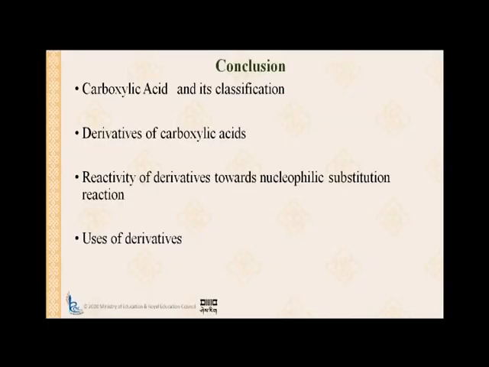If any substance helps in increasing the magnitude of positive charge on the carbon, the reactivity of the derivatives towards nucleophilic substitution reaction is increased. Based on that, we found that acyl halides were the most reactive and acid amides were the least reactive. And finally, we studied the uses of derivatives. For example, esters are used as artificial flavor in food because of their pleasant smell and taste. Then we also saw that acid anhydrides are used in the preparation of a medicine by the name aspirin. So with this, I come to the end of my lesson. Thank you.